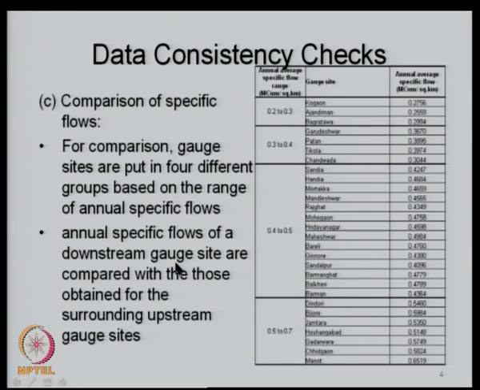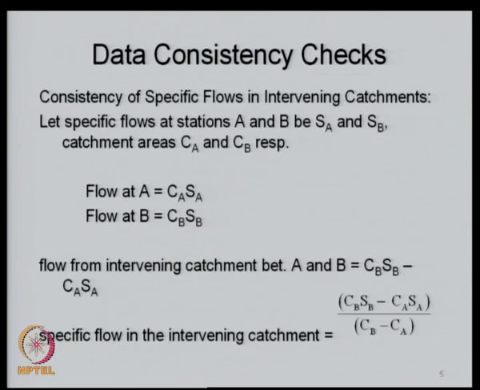So, the annual specific flows of a downstream gauge site, then we compare it with the surrounding upstream gauge sites. Now, this is just a statistic. This will give you an overview of what kind of specific flows can be expected from the system. Now, we go and start comparing with the specific flows of the surrounding gauges.